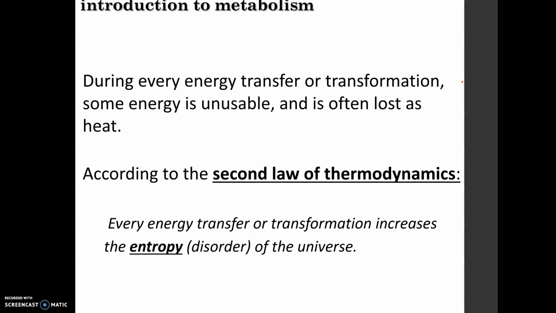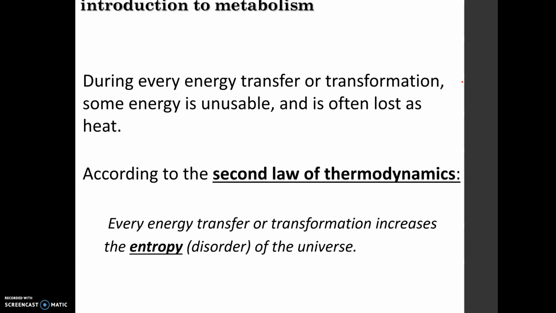And so in humans, when we are losing a little bit of our heat, or that unusable energy, that's our body temperature. That's what keeps us warm: we're using some of that energy, transferring it within our bodies, and some of it is unusable, and so that's where the heat comes from.